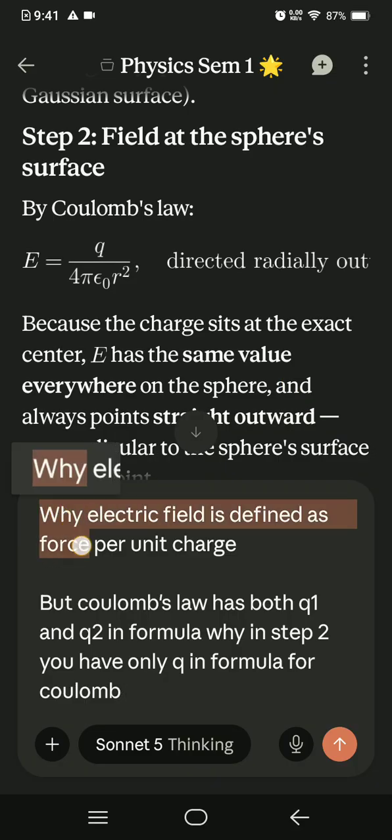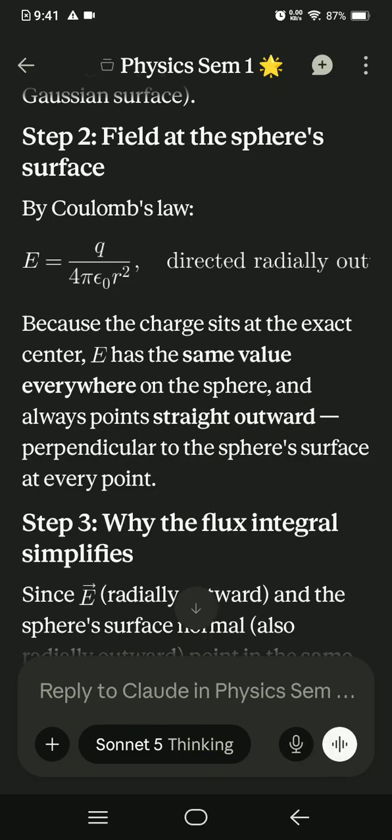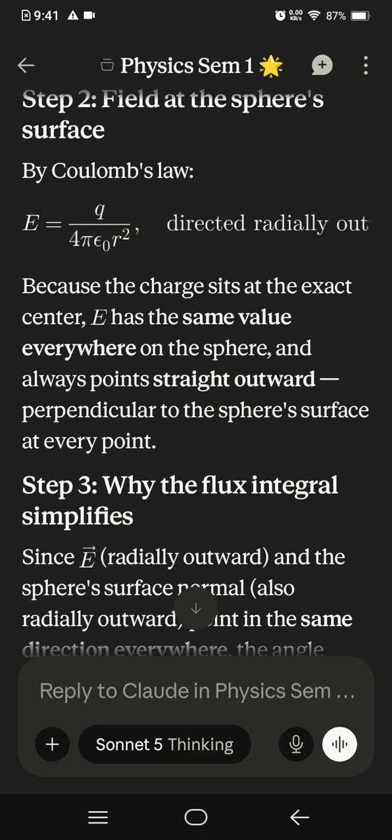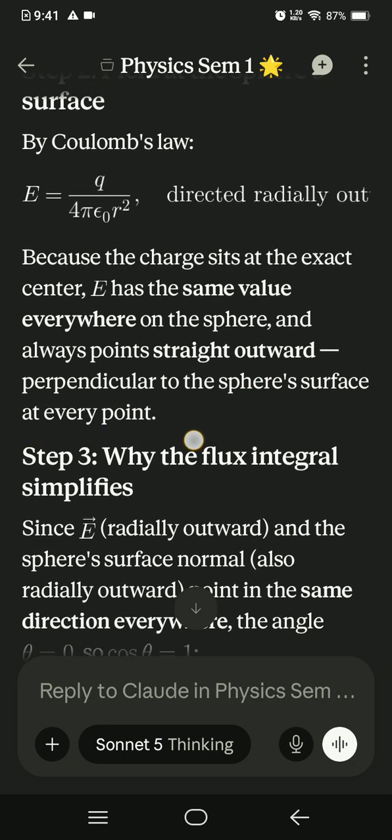Let me just cut it, then we can paste it again later. Anyway, so here only Q is given, so this is a little confusing to me. Because the charge sits at the exact center, E has the same value everywhere on the surface and is always pointing outwards, perpendicular to the sphere's surface at every point.